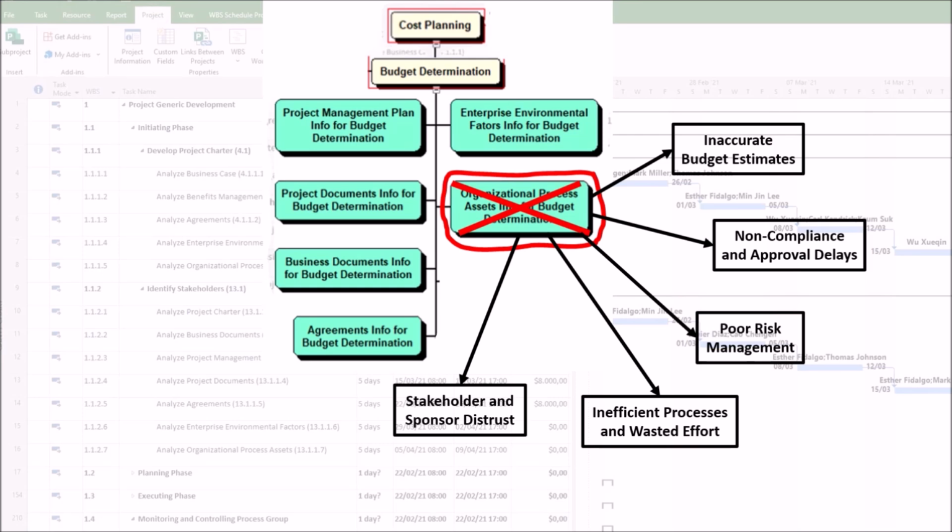5. Stakeholder and sponsor distrust. First, unrealistic baselines. Without benchmarking against organizational process assets, budgets may appear arbitrary, raising red flags for sponsors. Second, lack of transparency. Ad hoc budgeting undermines auditability, increasing scrutiny. For example, a project's budget lacks alignment with past similar projects, prompting sponsors to demand costly revisions.